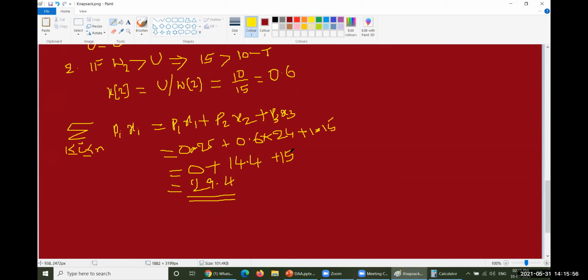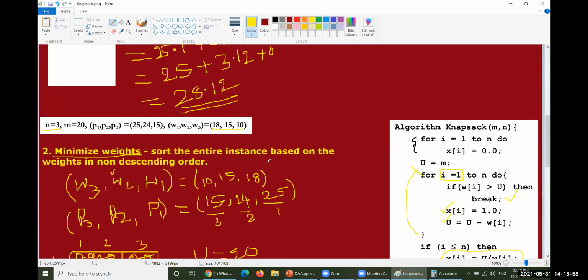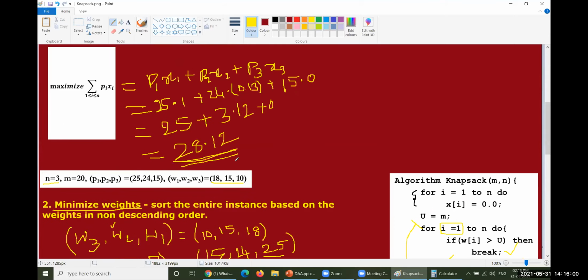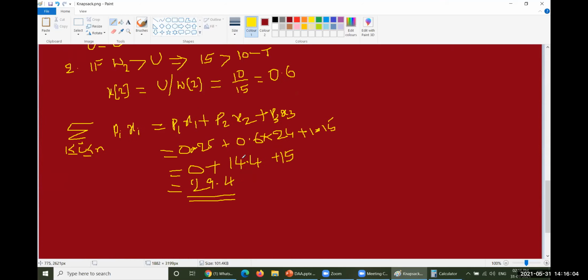You can see maximize profit. If you take maximize profit, 28.12 has been the answer. Whereas with minimize weights, a slight increment is there in the profit. Slight increment. Now the third one.